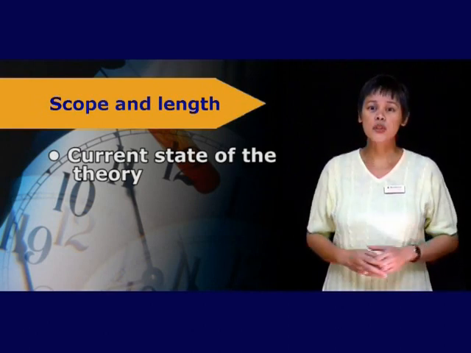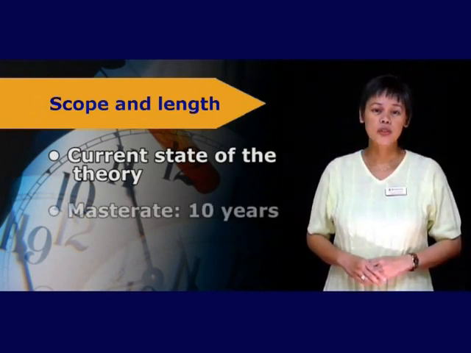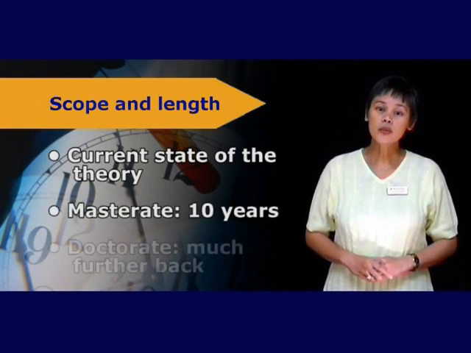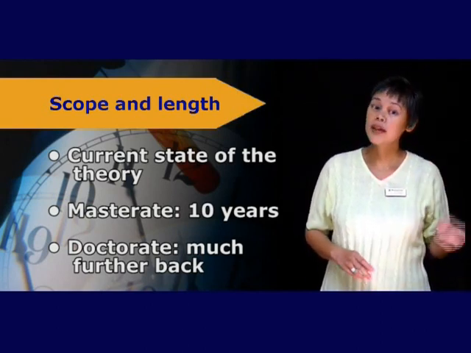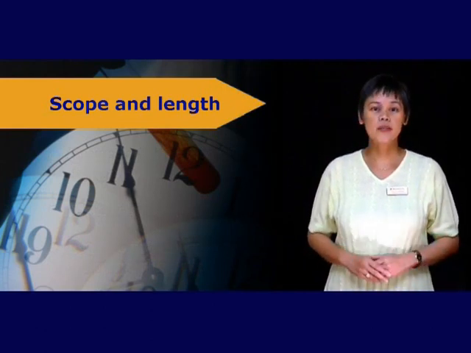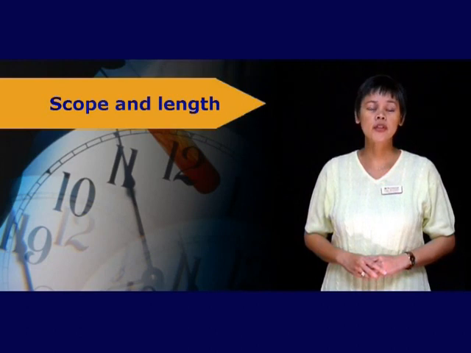But how far back should you go? It really depends on the level of your research. A rough guide is 10 years for a master's thesis. For doctoral students, more extensive investigation and going further back in time is required. The length will vary, and it is best to discuss this matter with your supervisor.